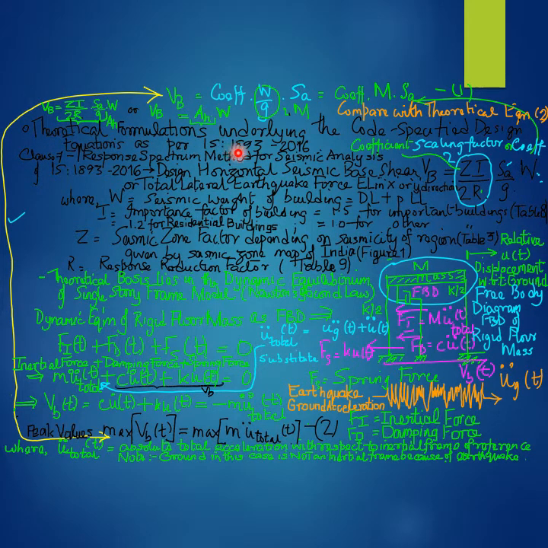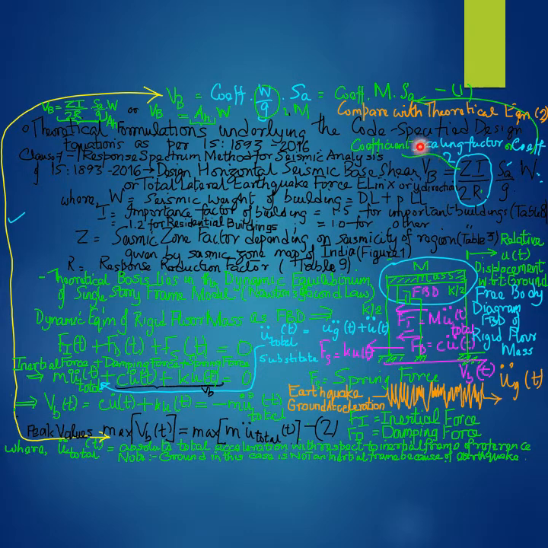The mathematical derivation of the code specified formulations for calculating design earthquake loads can be completed by starting from the first principles of the theory of structural dynamics, that is, the fundamentals of dynamics of structures, to arrive at the code specified formulations for calculating the design horizontal seismic force specified in the form of the design horizontal seismic base shear, denoted as V subscript B.